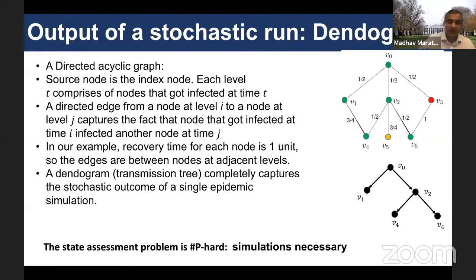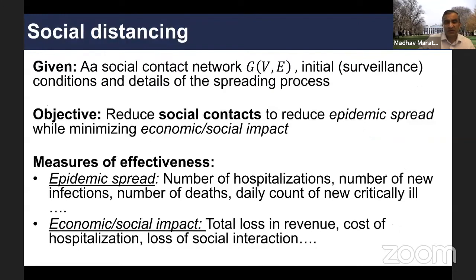Provably, the problem is actually very hard. It's NP-hard, and so we start to use simulations to try and understand these systems. The problem is, what I've talked about till now is epidemic simulation, how the disease spreads. The problem becomes even harder when we start talking about interventions.